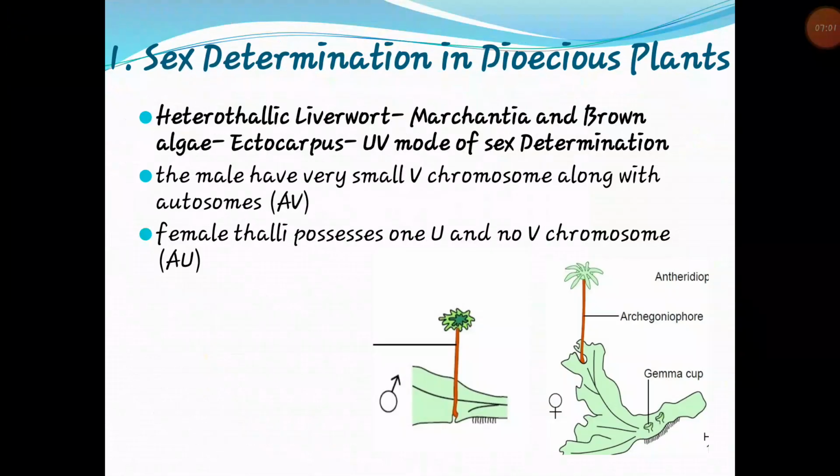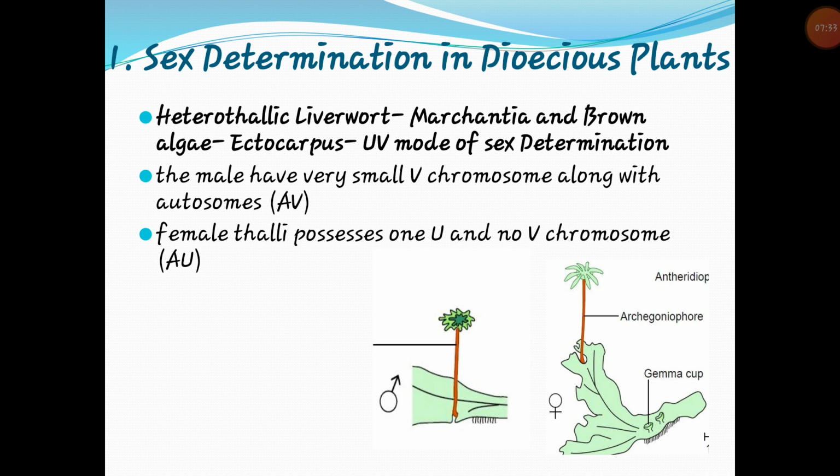Then sex determination in dioecious plants. In heterothallic liverwort, Marchantia, and brown algae, Ectocarpus, there is the UV mode of sex determination. The male thalli have a very small V chromosome along with the autosomes. The female thalli possess one U and no V chromosome, that is AU. So this is the UV mode of sex determination.